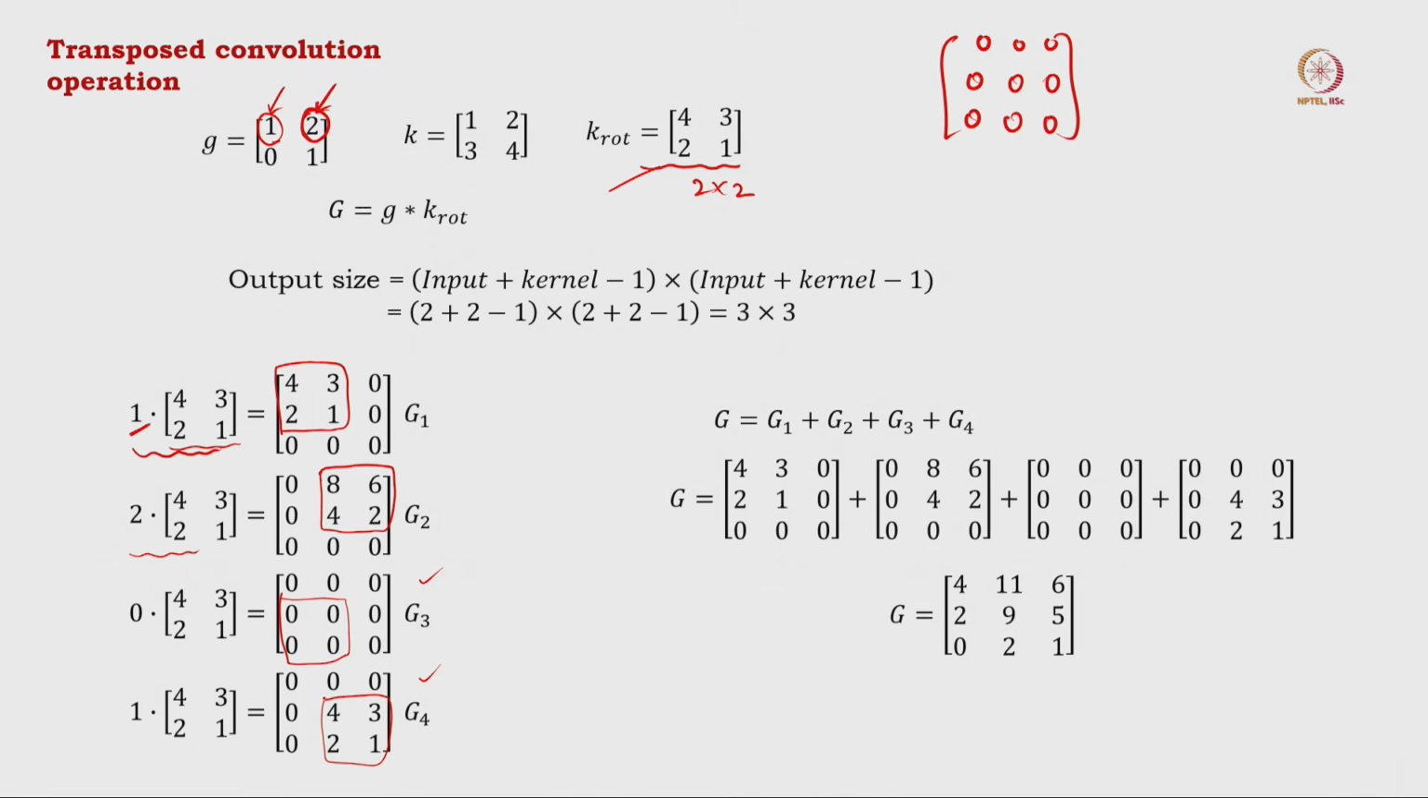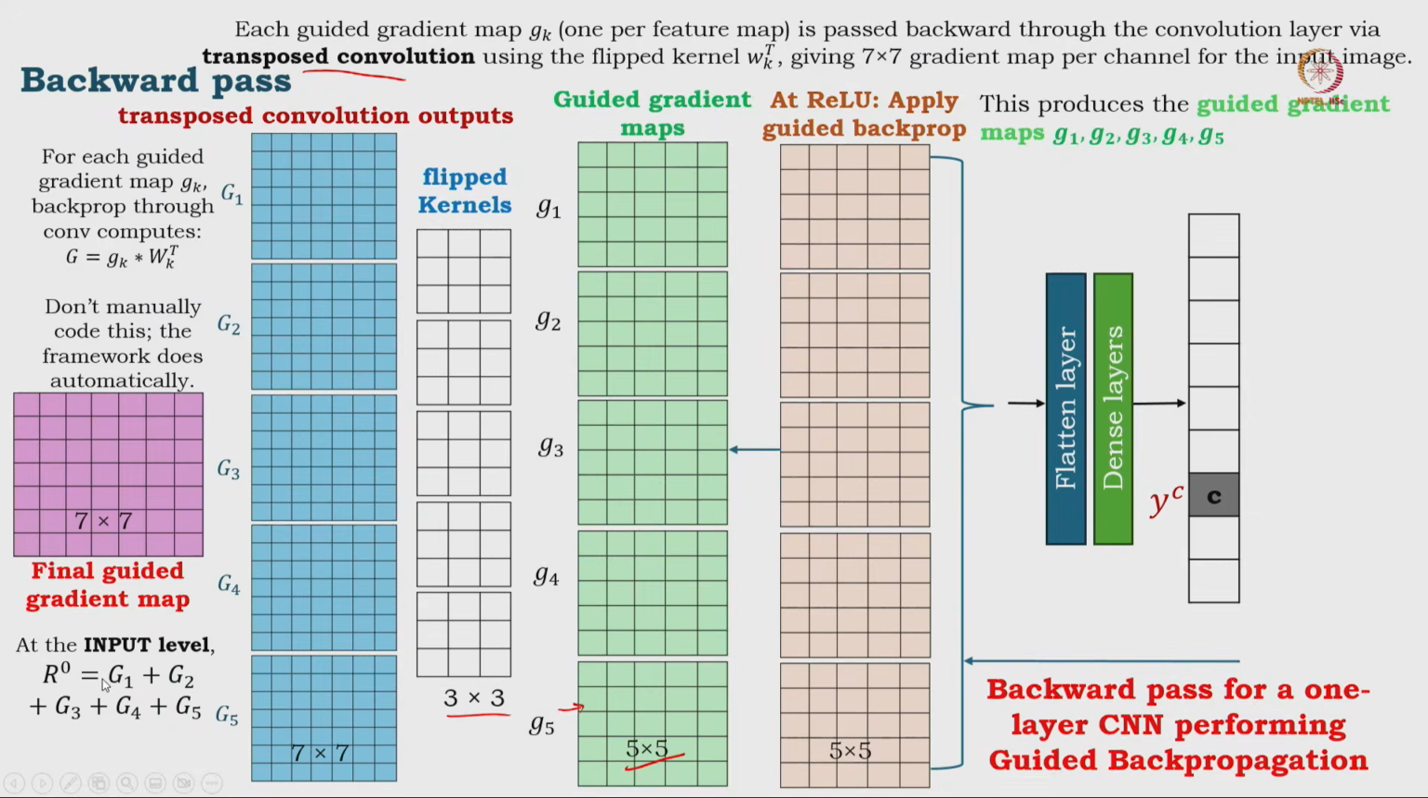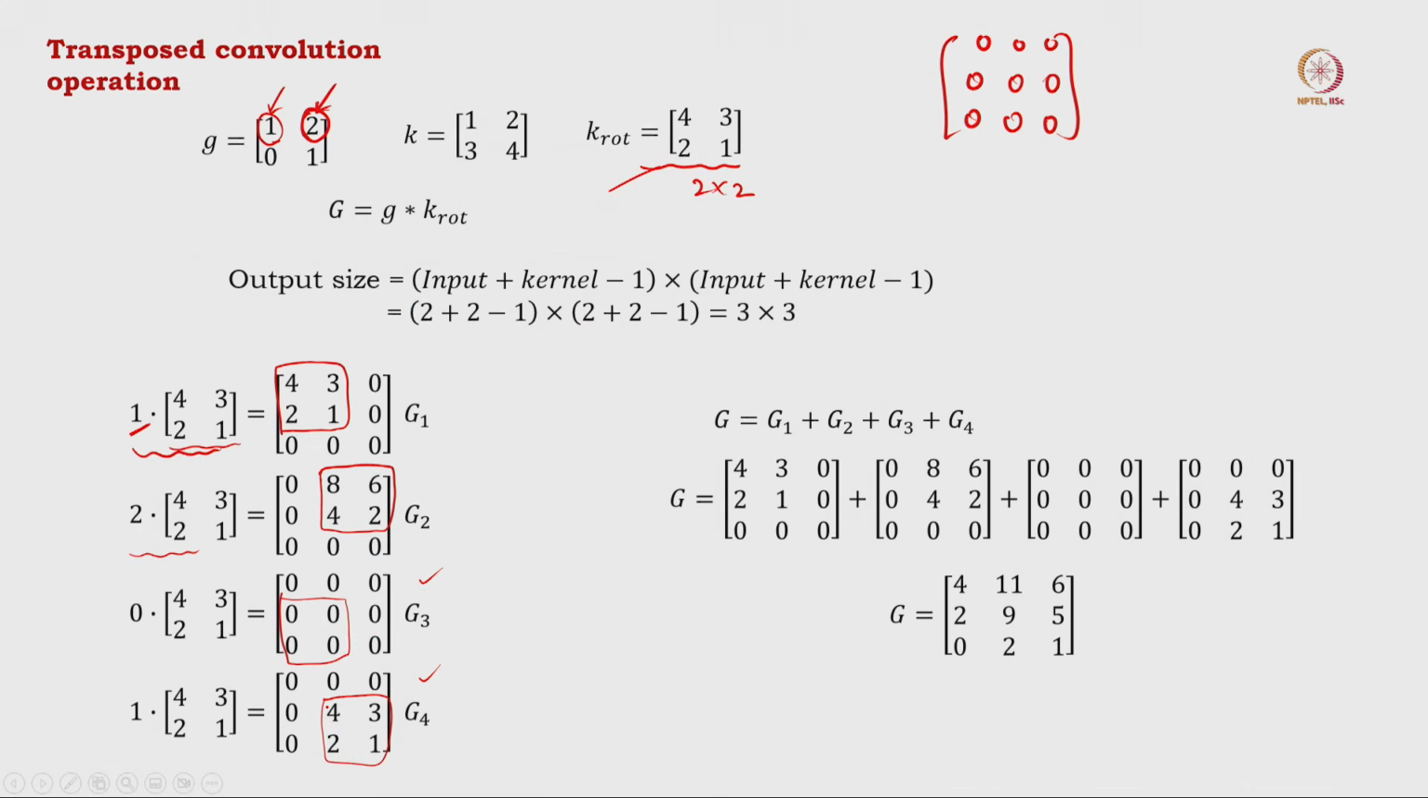Now, what are these four, G1, G2, G3, G4? If you go back, this capital G is what we have obtained here. That is what the G's are that we have obtained.